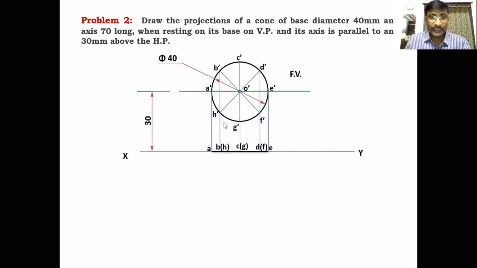Clear? In these base points, 3 points are invisible points. Total 5 points are visible points. Clear? So after getting the baseline, draw the axis.